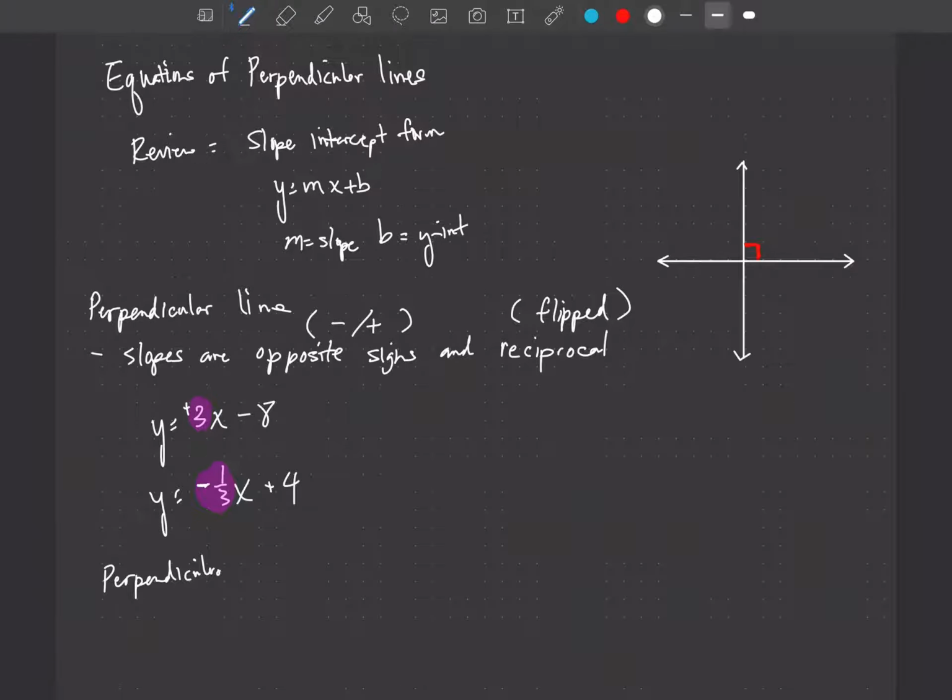And just to clarify, because I can see that the opposite signs are there, and they're both reciprocal from each other.